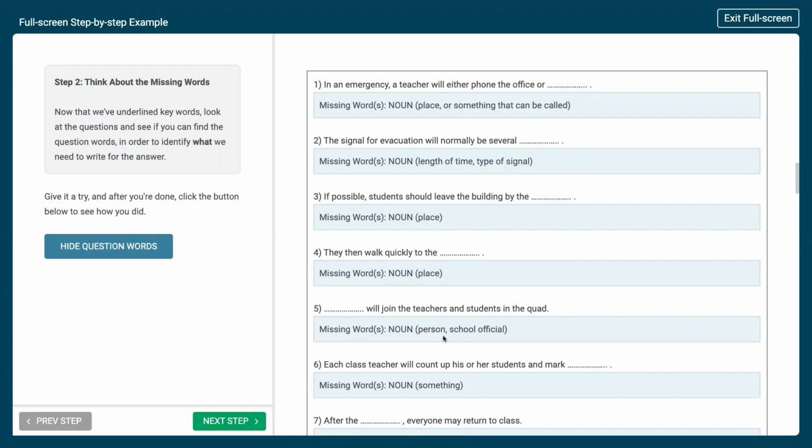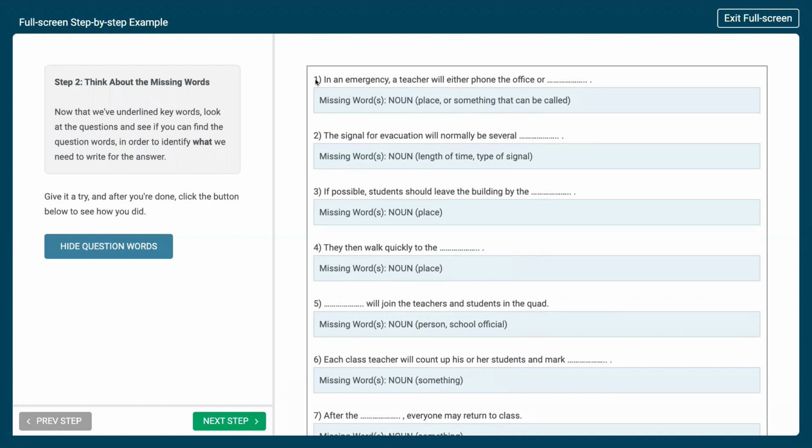This can really help you with difficult questions. So we know they're all going to be nouns, most likely, and I'm just going to call your attention to the different types of nouns. For number one, we are looking at either a place or something that can be called, like a different office. So the teacher can either phone the office or a different place, or something that can be called, maybe an emergency center, maybe a hospital, who knows? But we have these two options.